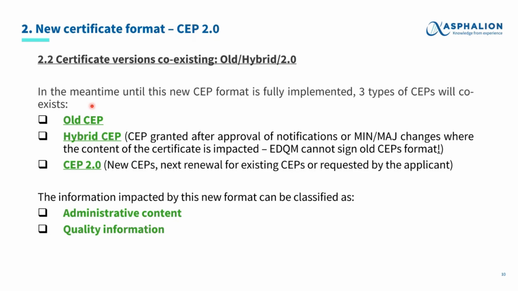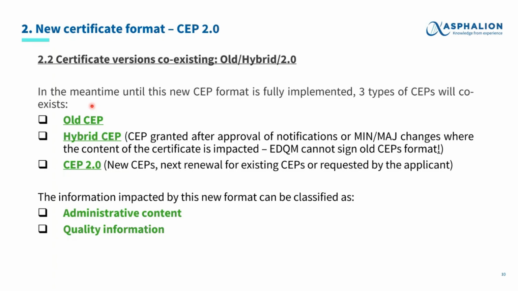The hybrid CEP, that are all CEPs that after going through any kind of minor or major changes in the CEP or notification, another notification, any kind of change in the CEP that makes the IDQM sign another new CEP, but that CEP is not adapted to the new CEP 2.0 format, then the IDQM is going to sign in the middle point format, the hybrid CEP format.